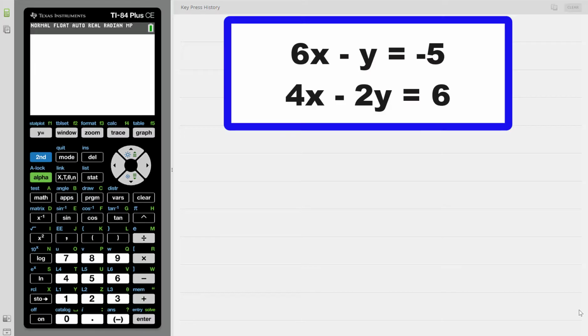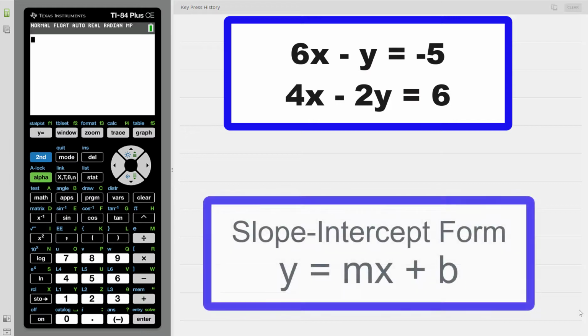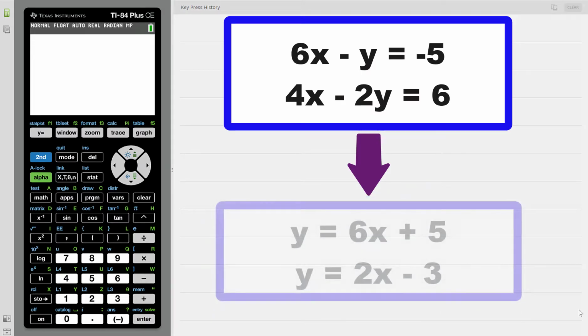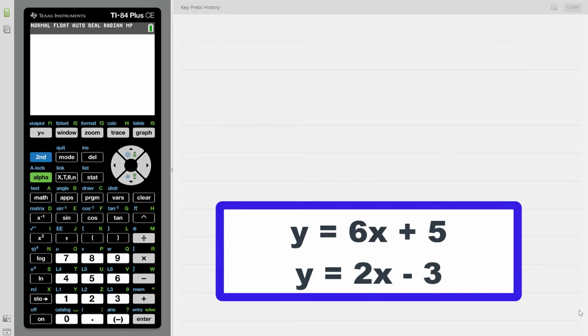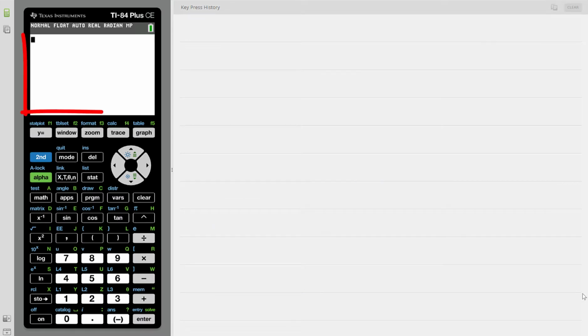Both of these equations are in standard form, so we are going to rewrite them in slope-intercept form. That is, we are going to solve for y. So let's go ahead and solve for y. If we solve for y, our equations end up being y equals 6x plus 5 and y equals 2x minus 3.